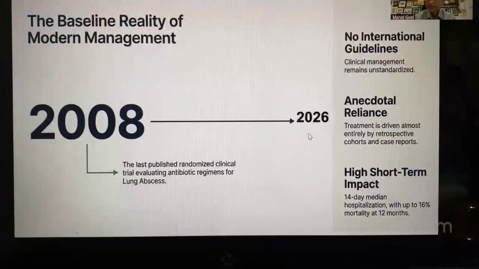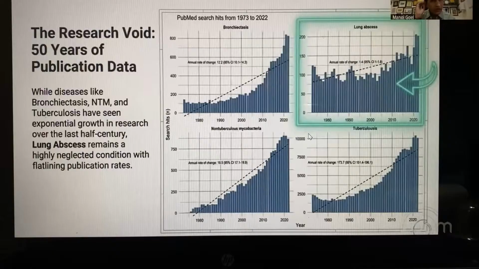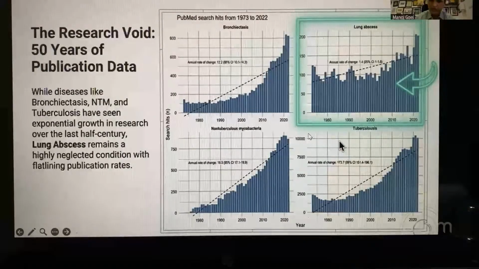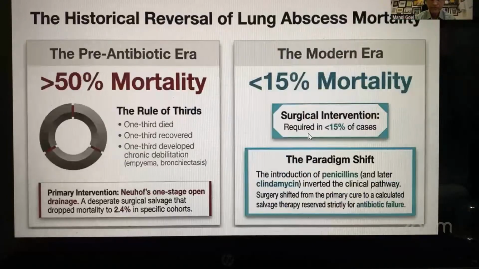So currently the clinical management remains unstandardized as far as lung abscess is concerned, and treatment is driven almost entirely by retrospective cohorts and case reports, despite high morbidity and mortality in these patients. Now there is also a big research void as far as lung abscess is concerned. If you look at bronchiectasis, non-tuberculous mycobacteria, and tuberculosis, for the last 50 years these entities have had exponential growth in research, whereas lung abscess remains a highly neglected condition with a flat line of publications. There are hardly any publications on lung abscess. Therefore, the knowledge about lung abscess is really poor.